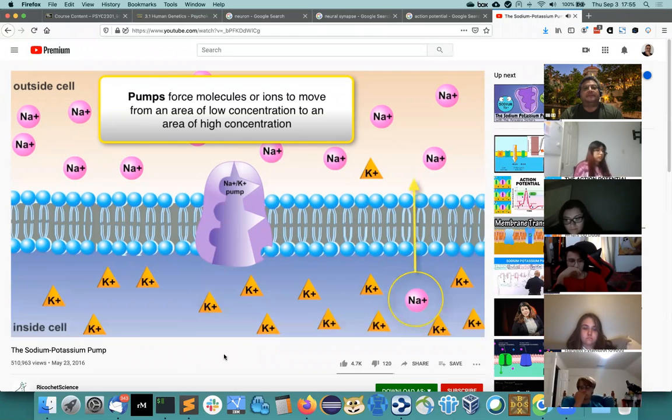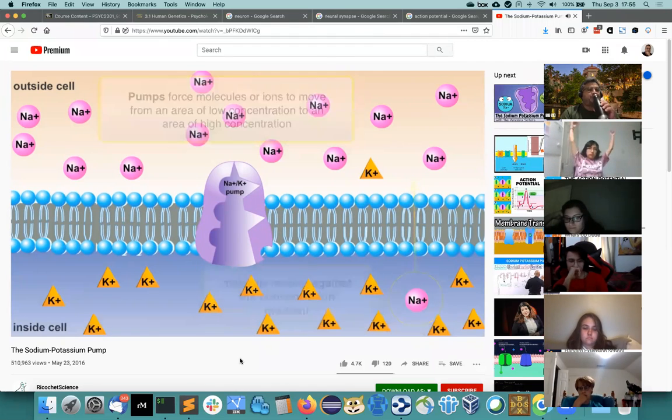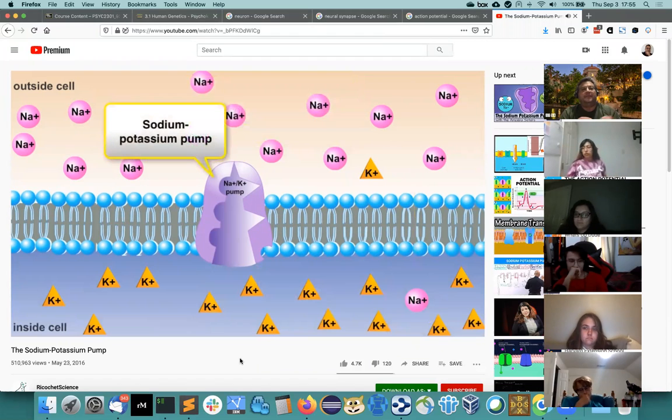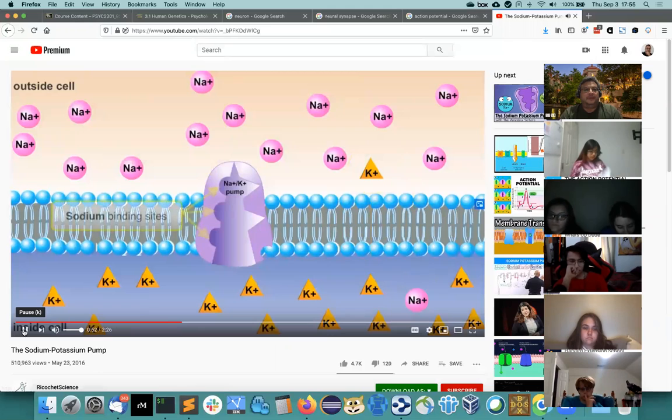To an area of high concentration. This is commonly referred to as against the concentration gradient. One of the more common examples of active transport is the sodium-potassium pump. The job of the sodium-potassium pump is to move sodium ions, or Na+, out of the cell, and potassium ions, or K+, into the cell. Let's take a closer look at how this happens. The sodium-potassium pump has binding sites for three.